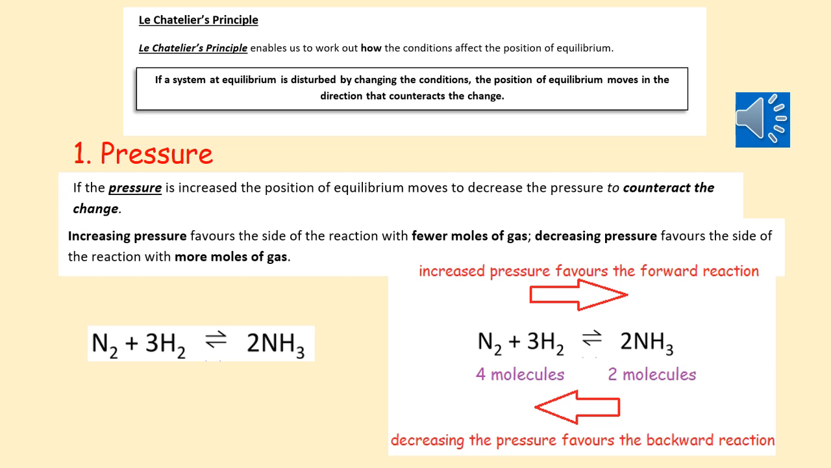Now there are two things that can affect the equilibrium position. That's where a reaction settles down, and one of those is pressure, the other is temperature. And you've got to understand these two ideas here, the idea of pressure changing the equilibrium and temperature. Now of the two, pressure is the easier one to understand.